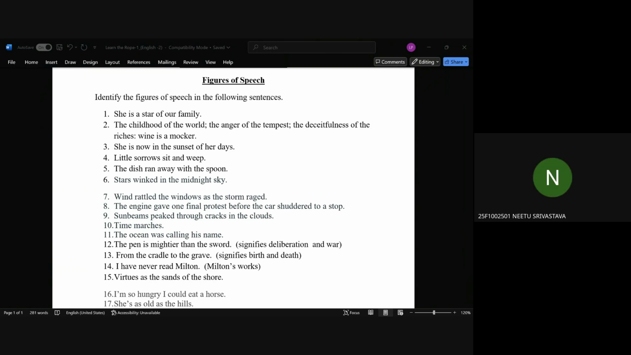Ma'am, hyperbole. So why should that be hyperbole? So let's do one thing. As we discuss this, I'll also do a sort of revision of types for you. So hyperbole is basically something that we use for exaggeration, right? So do you have an element of exaggeration here? She's a star of her family.